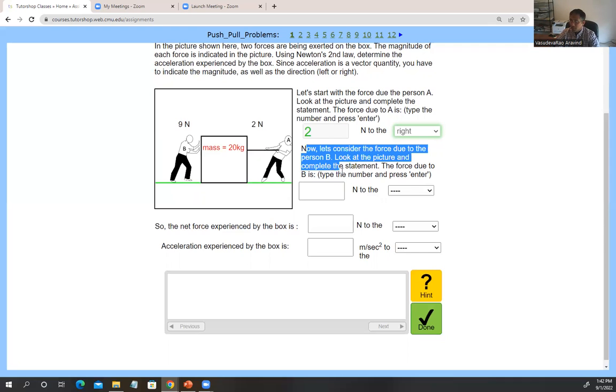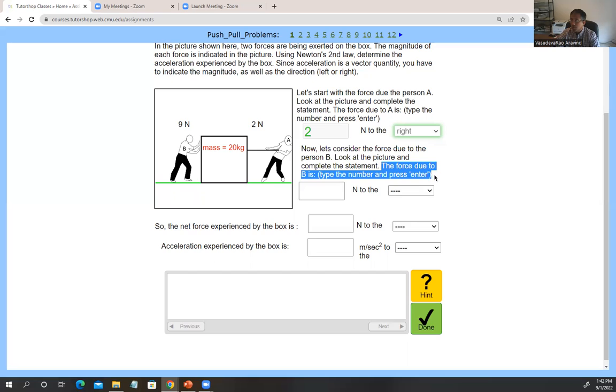Okay, again, now let's consider the force due to the person B. So the problem asks them, the force due to the person B is how much? So in this case, we see from the picture that B is applying a force of 9 newtons to the right. So it's going to be 9 newtons to the right.